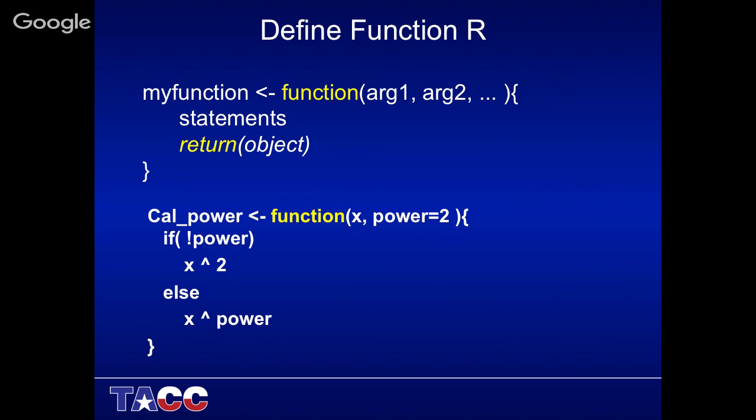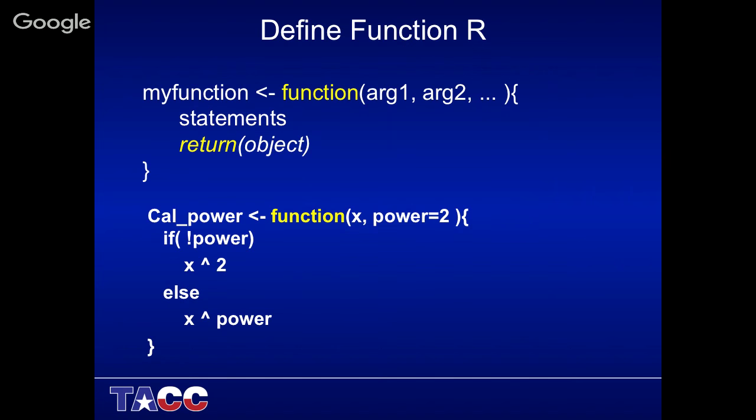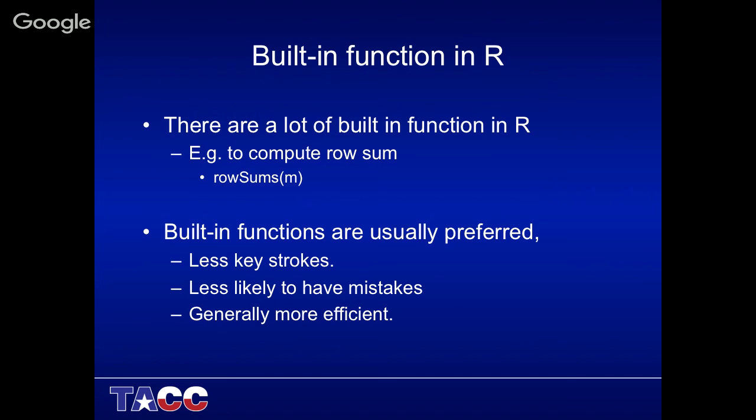So the example shown here is a power of 2 function. And there are a bunch of built-in functions in R. You could compute the row sum of a matrix, and built-in functions are usually preferred, and they're generally more efficient. They're less likely to have mistakes. So you could implement your power of 2 function, but it would be easier to just use the built-in one.